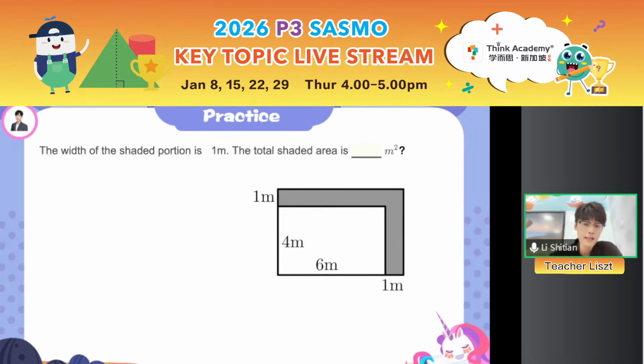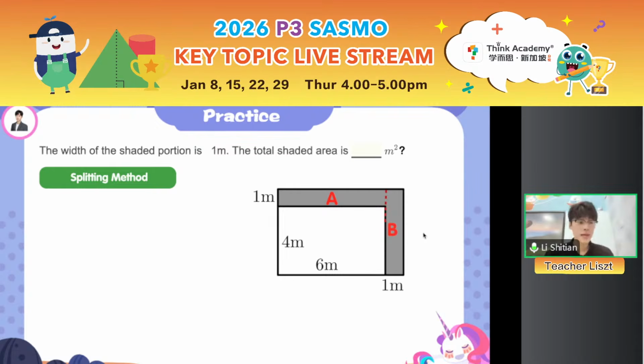Look at the question. The width of the shaded portion is 1 meter. The total shaded area is what? Let's see. For this kind of question, can I use the splitting method? Can, right? Because if I cut it here for the rectangle A, can you guys find out the area of it? Of course, right?